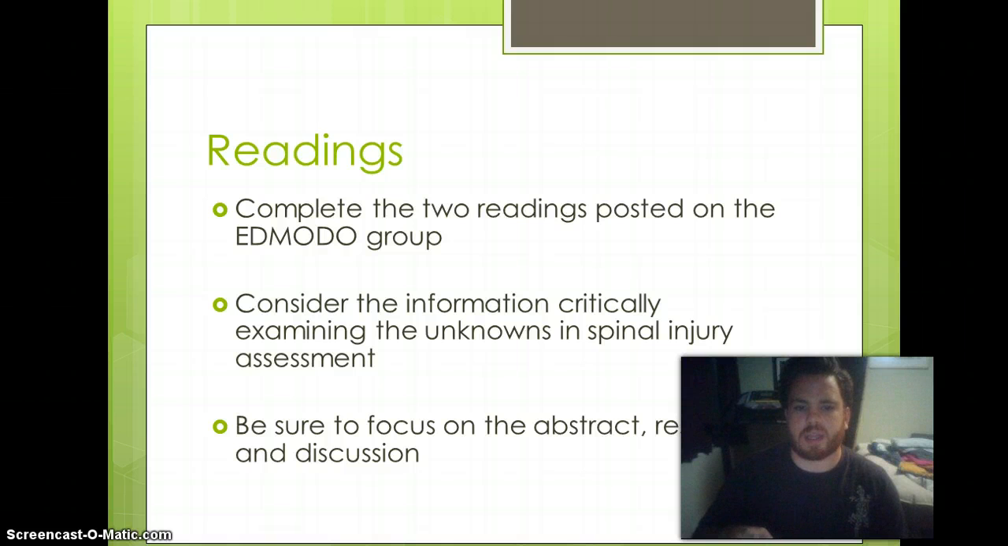I have put a couple of readings up on the page. It's actually an Edmodo page. I will introduce you to this after I go through this presentation. And on the Edmodo page, you'll see two links to two interesting articles that are sort of seminal, for lack of a better term, in the pre-hospital field as far as managing spinal injuries.